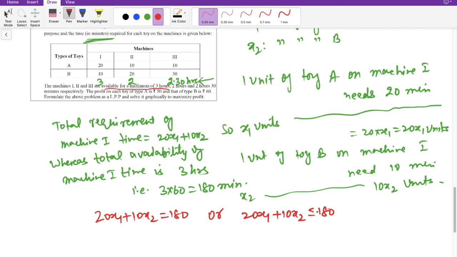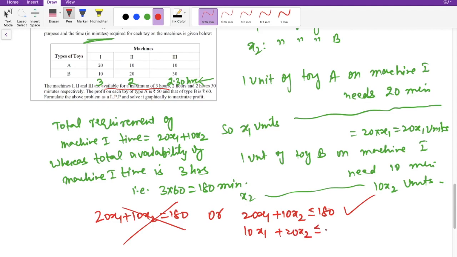It means the maximum available time is 3 hours, so your consumption should not be beyond 180 minutes. So this is wrong and this is right. You cannot say I have to consume the whole 180 minutes. No, we can only impose the condition that your time consumed should not be more than the time given, which is 180 minutes. Similarly, the second constraint, the second condition, will be now. Is it 10x1 plus 20x2?